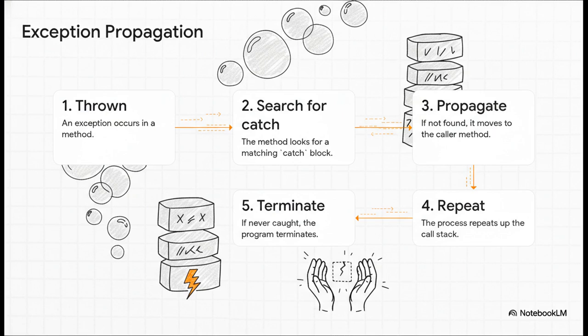And what happens if you don't handle an exception? It doesn't just vanish. It starts to bubble up. Think of it like a hot potato. It gets passed up from the method where it happened to the method that called it, and so on, all the way up the call stack, looking for someone to catch it. If it gets all the way to the top and no one's there to catch it, boom, your program crashes.